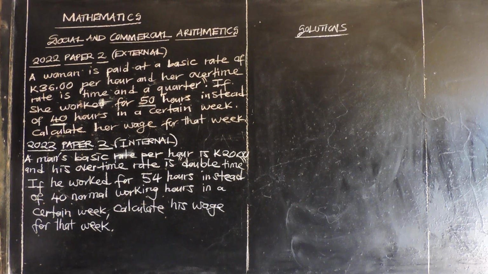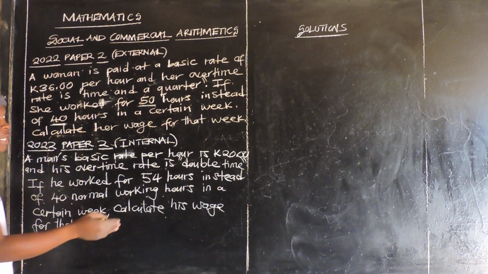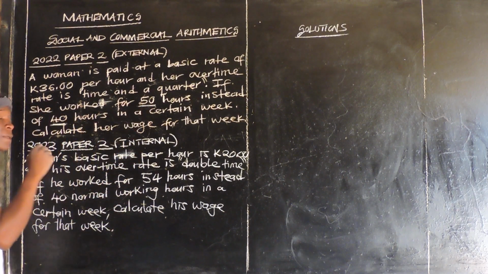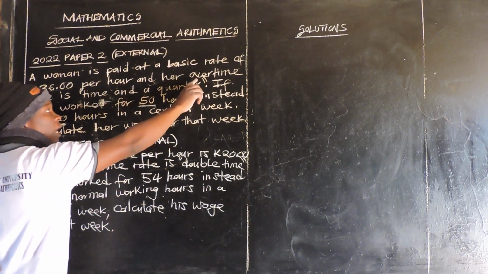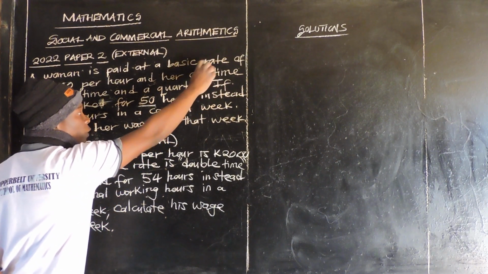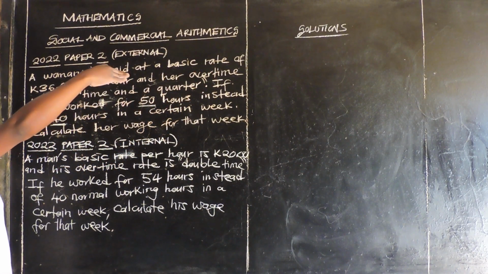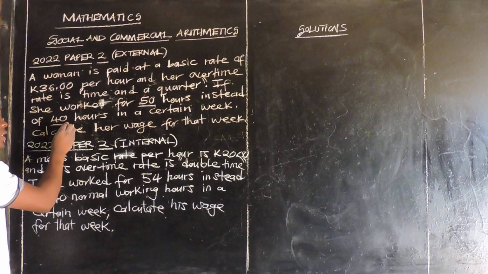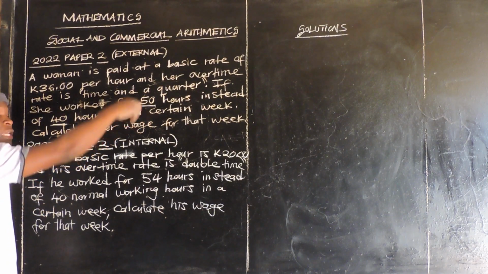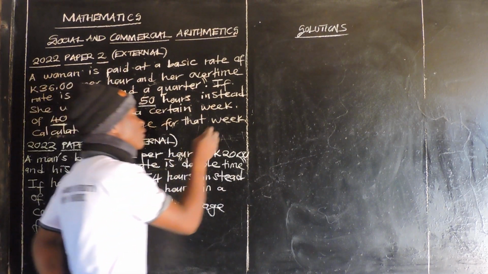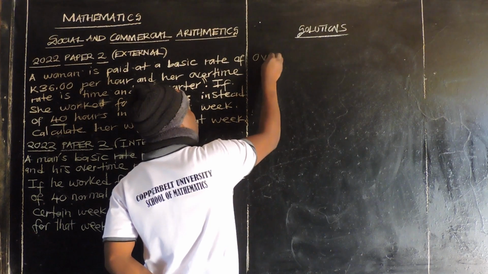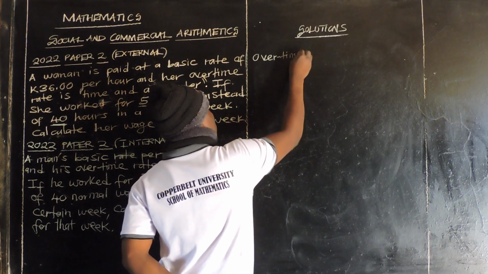Now they want the amount of money she had in a week she worked for 50 hours instead of 40 hours. So for you to answer this question, first you need to find her overtime, the amount she got for working for 10 hours. Because she was supposed to work 40 hours, but she worked for 50 hours, meaning you have a 10 hours plus sign. So let us find her overtime.